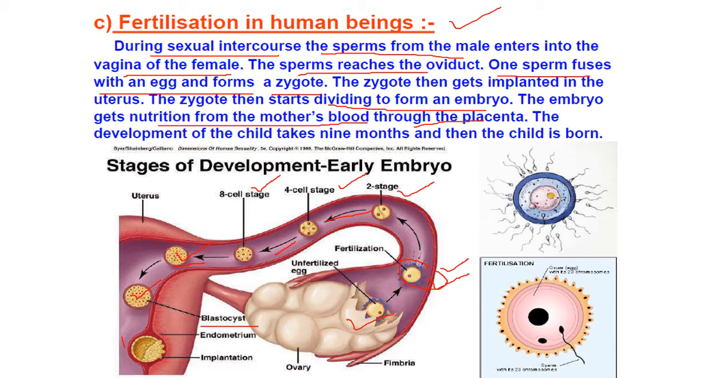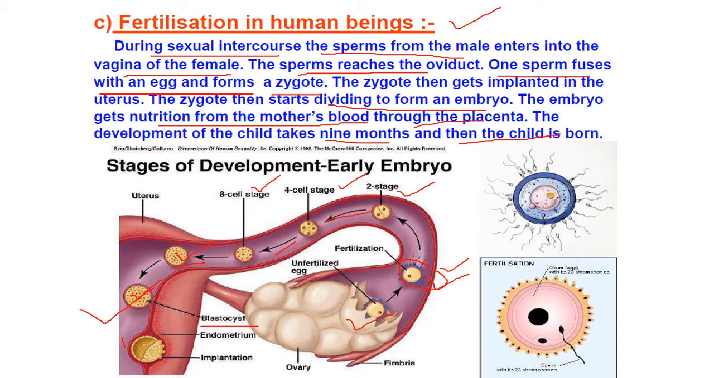The development of the child takes 9 months and then the child is born. So it takes 9 months for the child to be fully developed, and after that the baby is born.